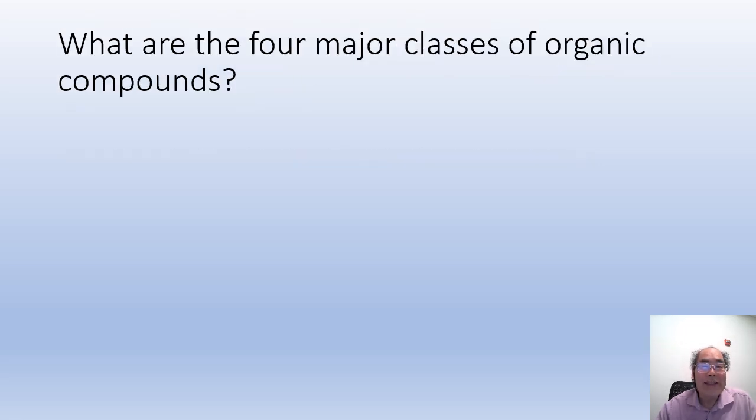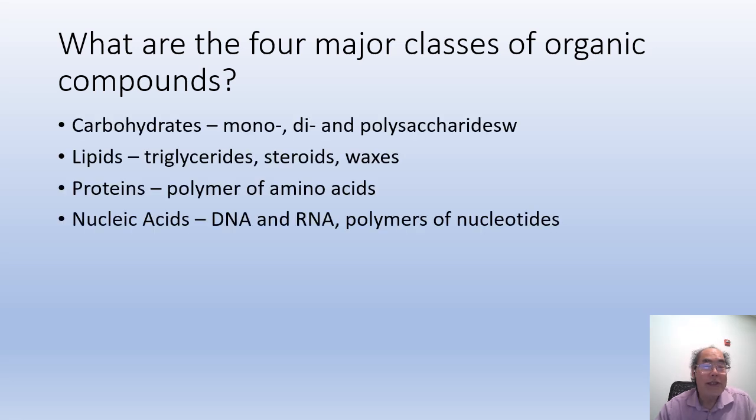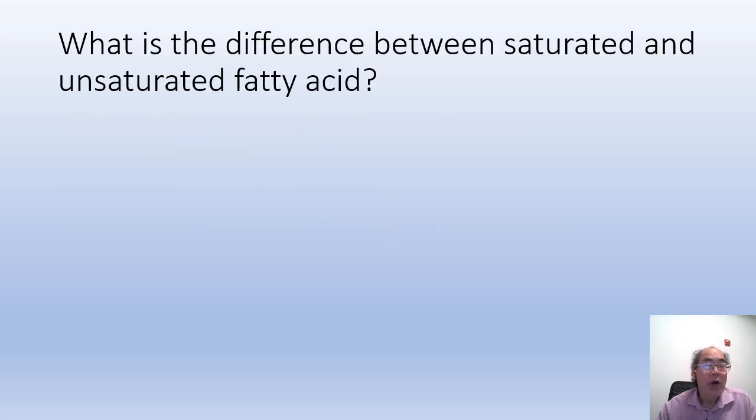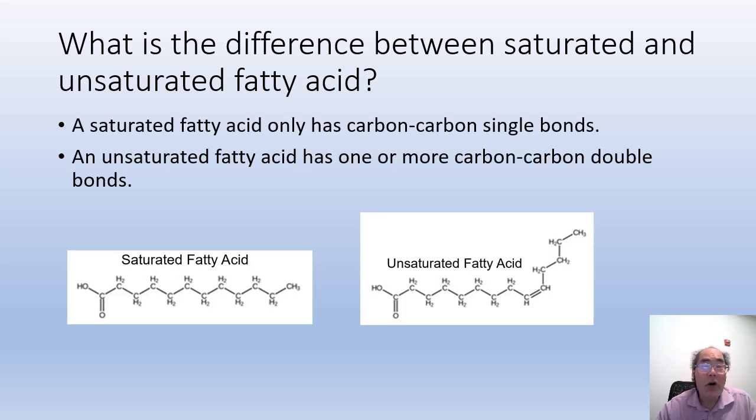What are the 4 major classes of organic compounds? Please answer. Carbohydrates, lipids, proteins, and nucleic acids. What is the difference between saturated and unsaturated fatty acids? A saturated fatty acid only has carbon-carbon single bonds. An unsaturated fatty acid has 1 or more carbon-carbon double bonds.